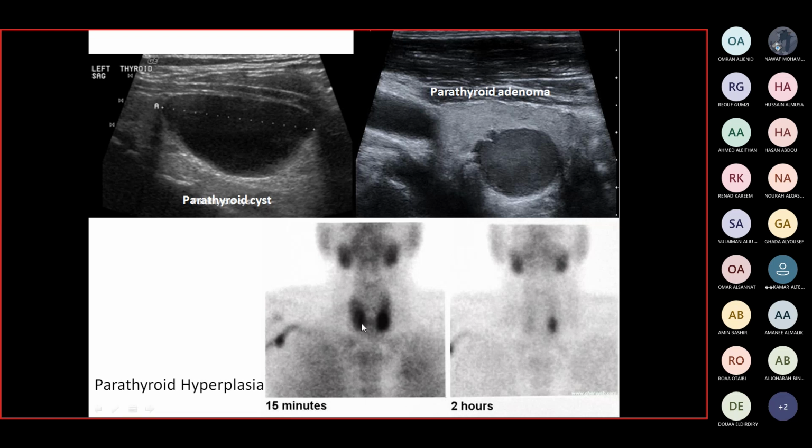Yes, at 15 minutes it is normal, but at 2 hours there is washout of the radioisotope, but it is still seen in this left parathyroid. This is a parathyroid hyperplasia. So this is normal at this time. After 2 hours, normally the right side is normal, but the left one is not.